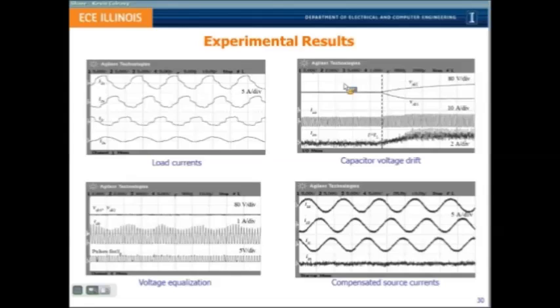So we see the steady state after, you can see VDC1 and VDC2 are regulated to the reference values, and this is the chopper current, the average of which is exactly the same as the DC current in the neutral wire. And we see compensation becomes what is expected.